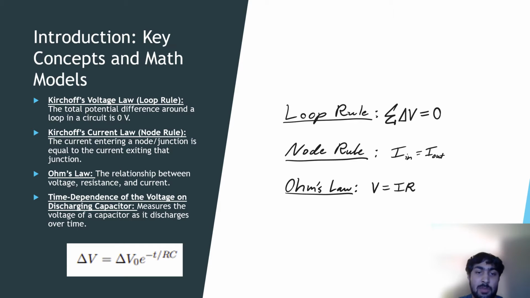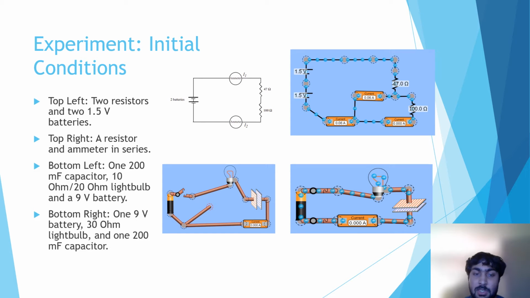Introduction. Key concepts and math models. Kirchhoff's voltage law, or the loop rule, says the total potential difference around a loop in a circuit has to equal 0 volts, and this equation is shown to the right, as well as the next two. Kirchhoff's current law, or the node rule, states that the current entering a node or junction is equal to the current exiting that junction. Ohm's law is the relationship between voltage, resistance, and current, and the time dependence of the voltage on a discharging capacitor measures the voltage of the capacitor as it discharges over time, and that is relevant later in the lab. These are the initial conditions for each portion of the experiment.